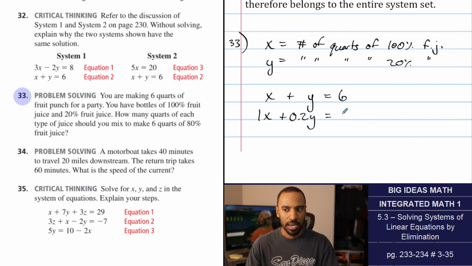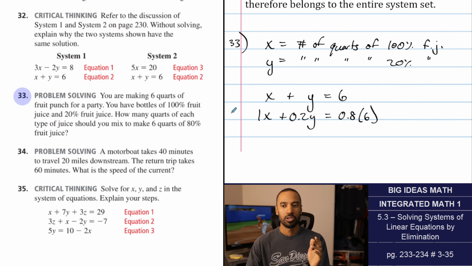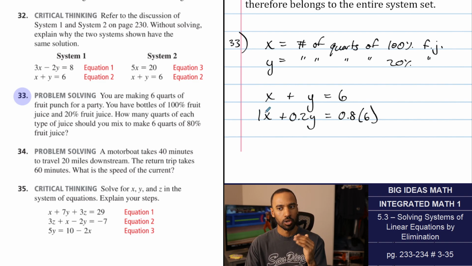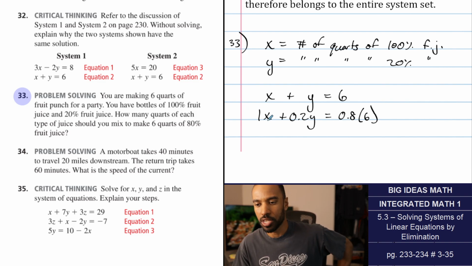I'm thinking you do 80% of the 6 quarts that you have. That's my guess for this system. I need to think on that more as a whole. But you're taking percentages of the quarts of fruit juice to show how much fruit juice content there is. And when you mix it up, your total 6 quarts will contain 80% fruit juice, 80% of the 6 quarts. And that's where I feel your setup's going to go.